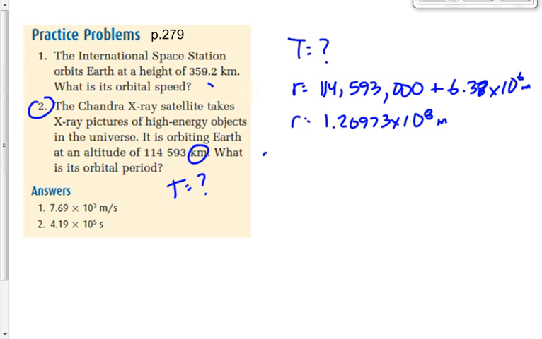Frequency? Yep. It's the inverse of the frequency, but we don't know what the frequency is either, so.